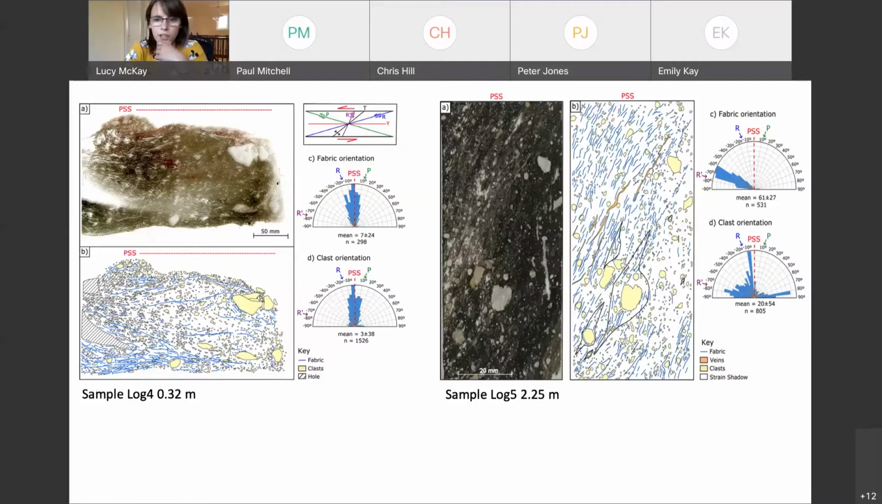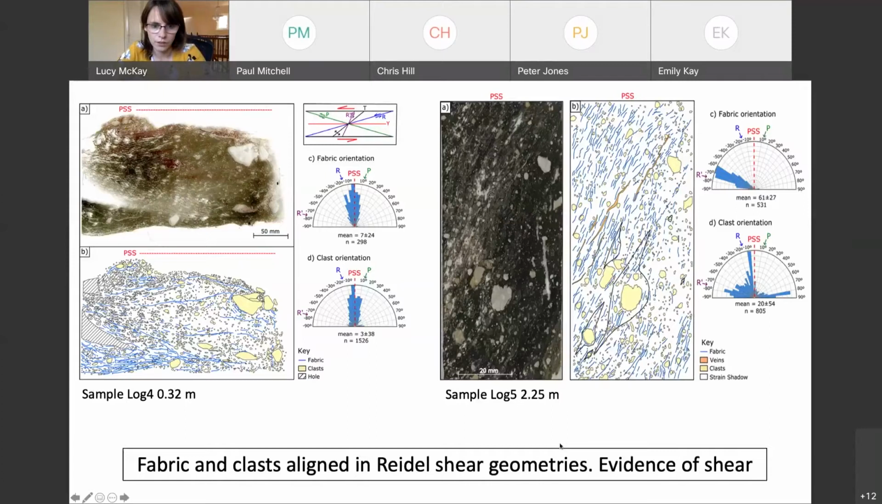And again, in the sample from the right, the fabric is aligned at high angles, about 60 to 75 degrees anti-clockwise, and again in radial shear geometries. So there's obviously very clear evidence of shear here. You've also got strain shadows visible at different scales, and some open-mode veining or extensional shear T-shears. So overall, very highly sheared gouge, and they're all aligned within these radial shear geometries in a sinistral-like strike-slip motion.